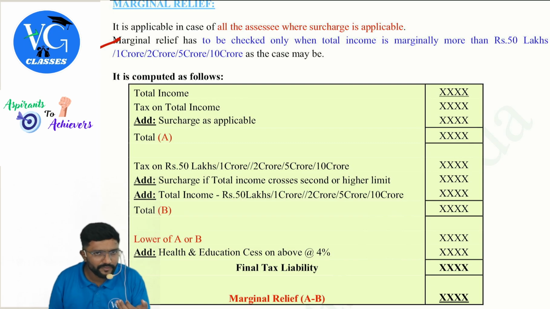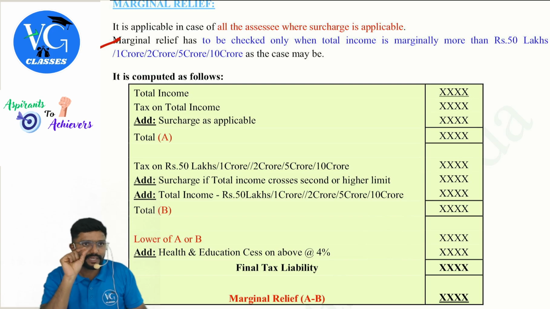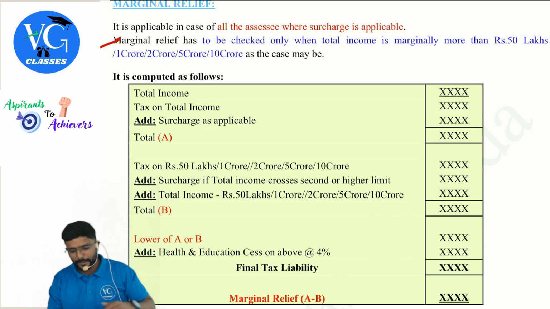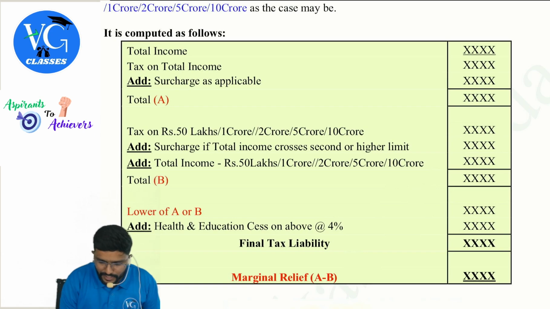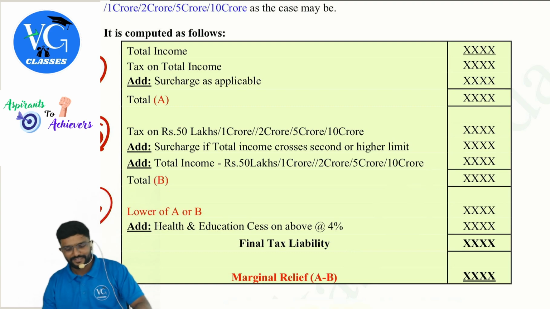Why is surcharge applicable for you? Because your total income has crossed a certain limit. Check: is my income marginally more than that or by a bigger amount? If it is by a bigger amount, there is no need to check this. Okay, here I have divided this into 3 parts, guys: 1, 2, 3.